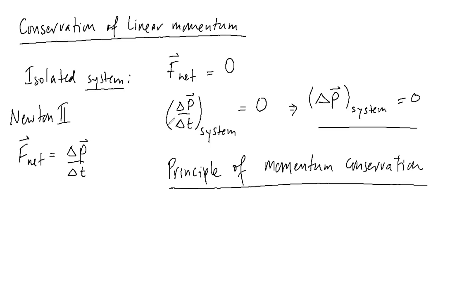So what does this mean in a practical sense? They show an example in the book where you have two cars, car A and car B. So you have a car here, this is car number one, and car number one is moving.